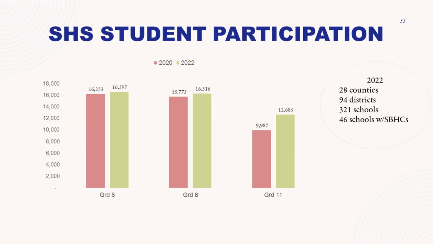This graph shows the student health survey student participation in 2020 compared to 2022. And so we can see that across all grades, there was a slight increase in student participation from 2020, as indicated by the pink bar, to 2022, which is the green bar. In 2022, student health survey participation made up 28 counties, 94 districts, 321 schools, and 46 of those schools have school-based health centers.